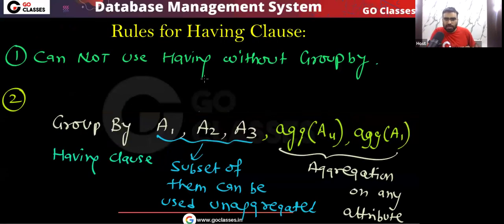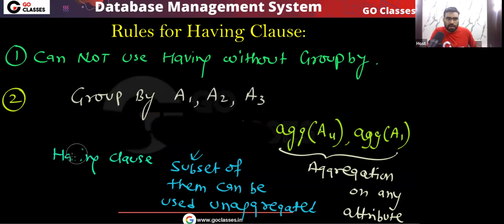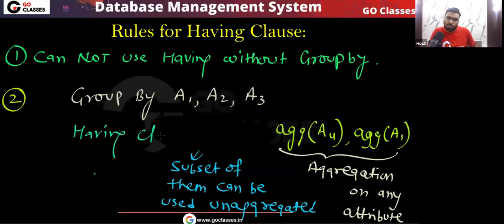So remember, in the group by clause, sorry, this aggregation happens in the having clause. Okay, so let me write group by here. Group by A1, A2, A3. Okay, and having clause. In the having clause, what you can do?